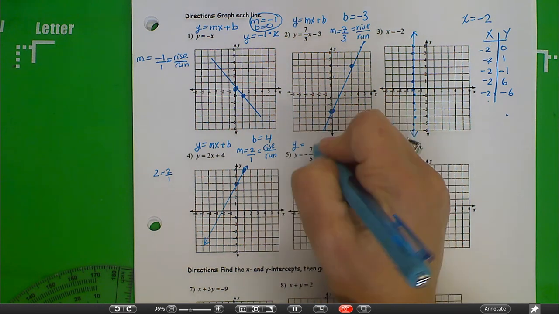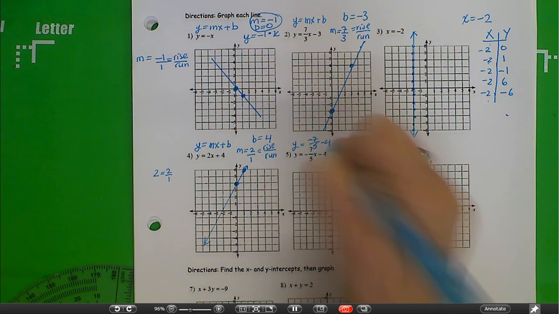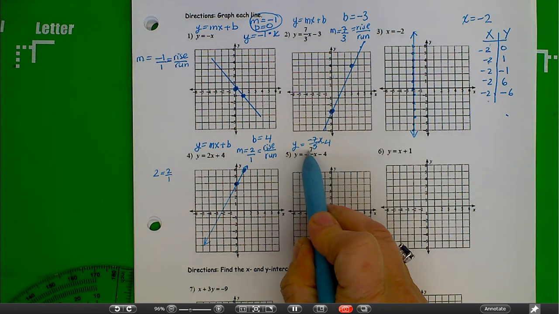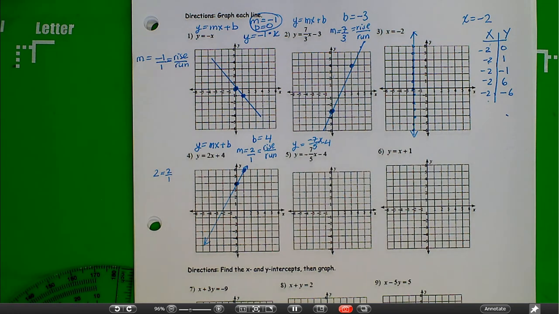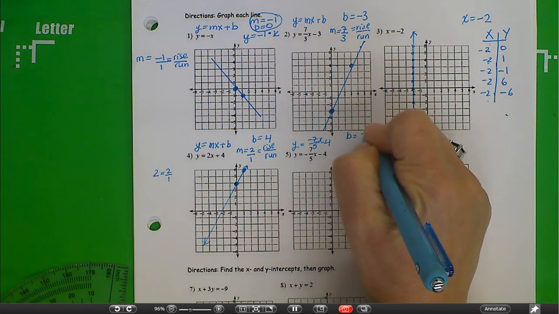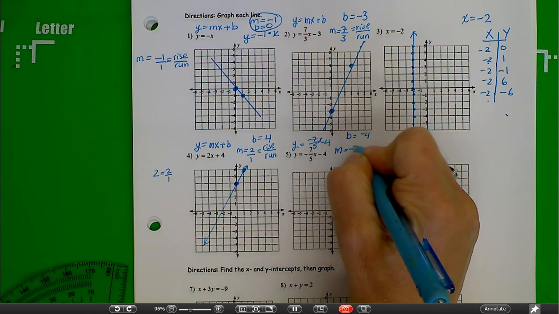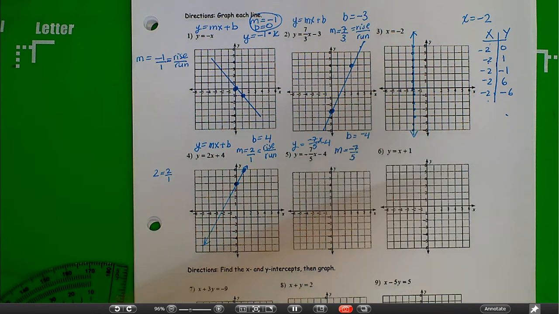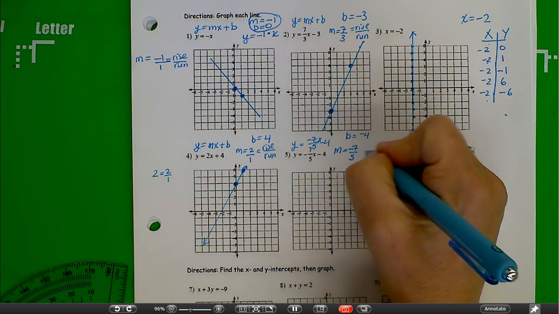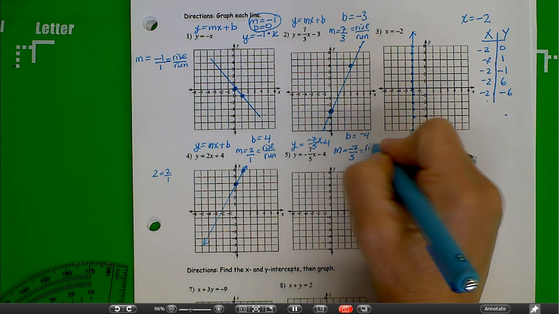y is equal to negative 7 fifths minus 4x. All I did was I moved the negative to minus 7 instead of being in the middle. So I have b is equal to -4. And I have m is equal to -7/5, which is equal to rise over run.